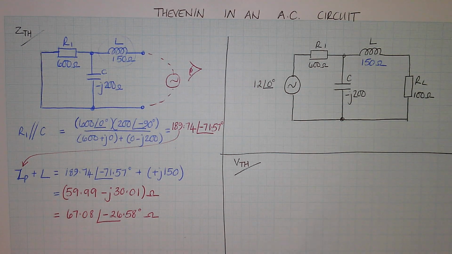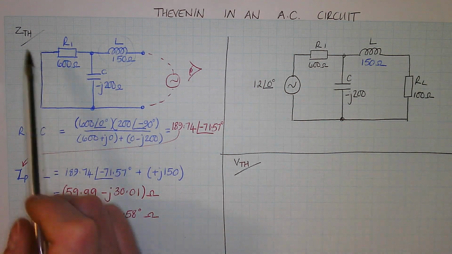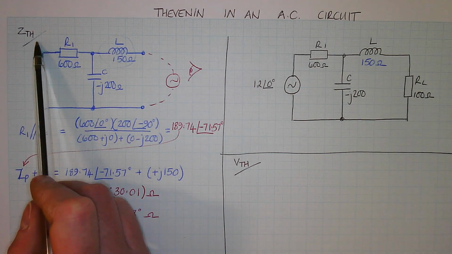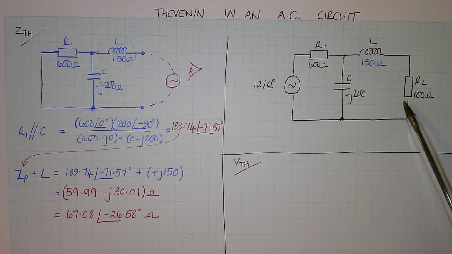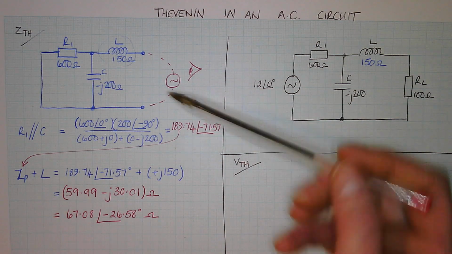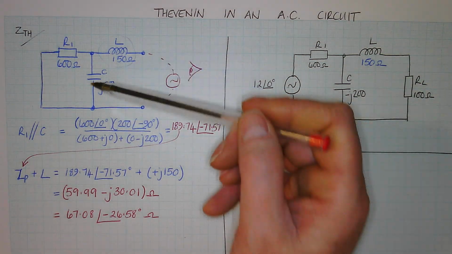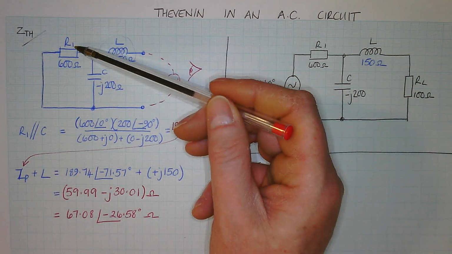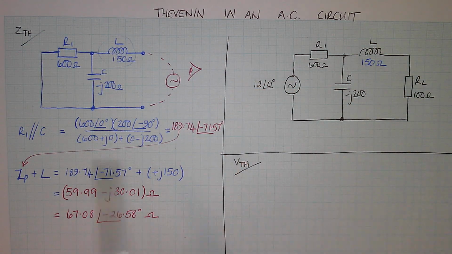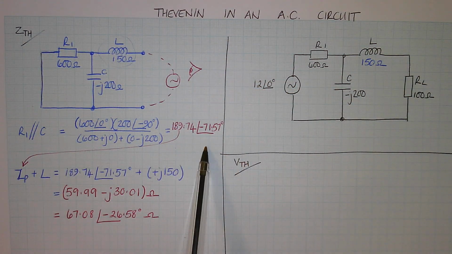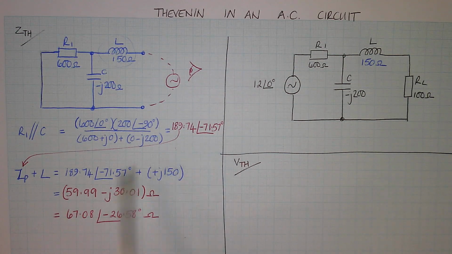Okay. So that's you now got your Z Thevenin. So you've got your Thevenin impedance. So that's your impedance looking in this way from the circuit, with your load removed, and pretending your supply's over here, which makes your capacitor and your resistor in parallel, and then your inductor in series with that. So this part of the calculations is for your capacitor and your resistor in parallel, and then this part is for that parallel part with the inductor added on. So that's you got your Z Thevenin.